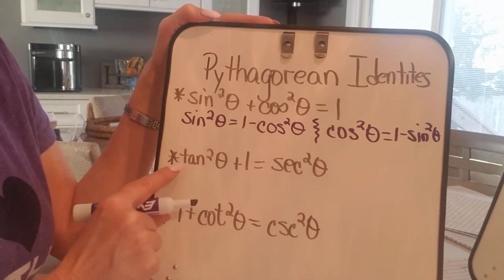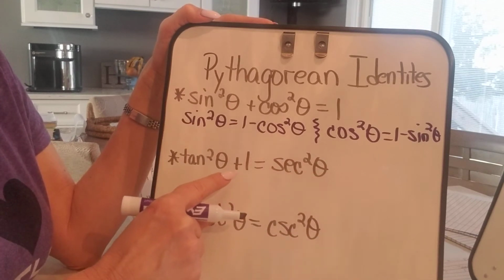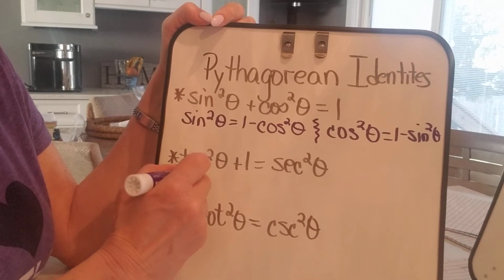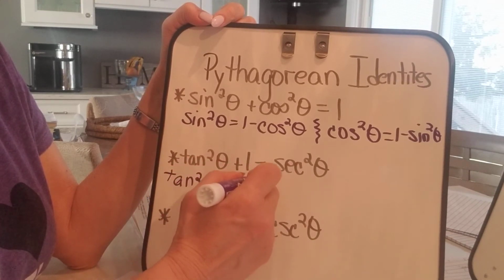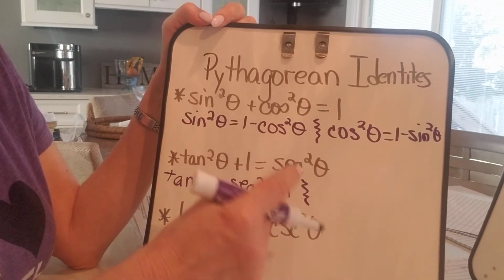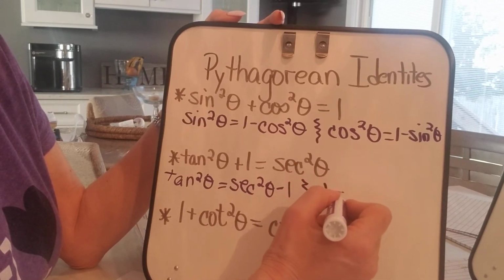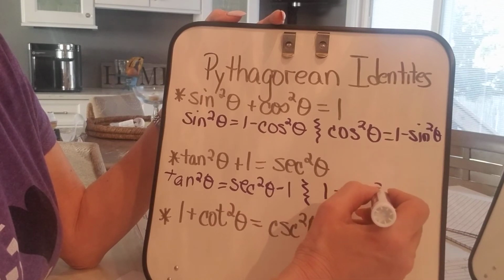Same thing here. Tan squared theta plus 1 is secant squared theta. Well, I can move 1 to the other side and be left with tan squared theta equals secant squared theta minus 1. Or go back to the original, I'll move tan to the other side.